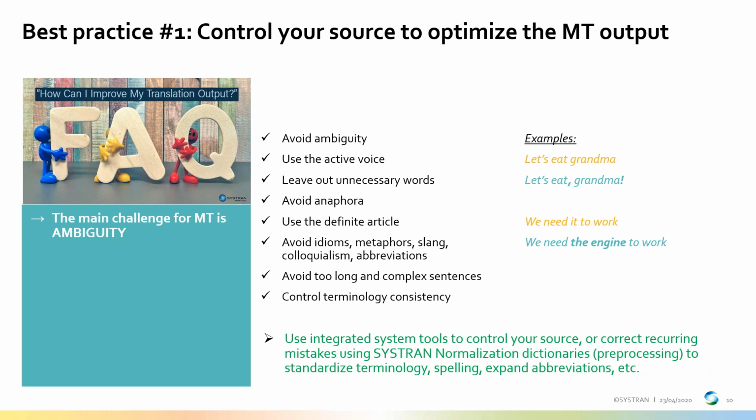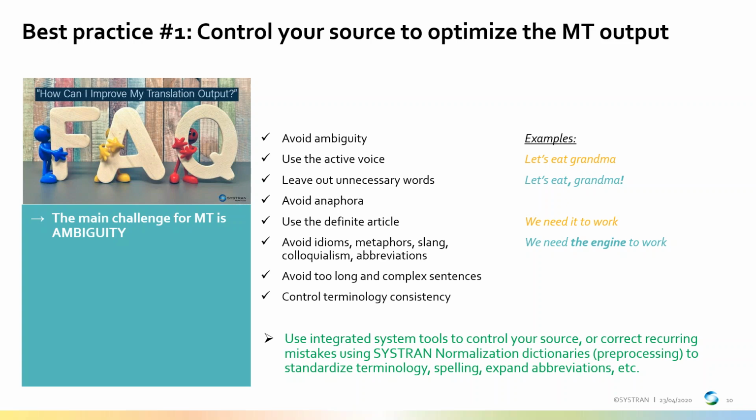Use the active voice is another piece of advice, because the active voice is a style which cuts down vagueness and ambiguity and conveys a more direct and explicit meaning. We need to leave out unnecessary words, so get rid of words that do not contribute to the meaning. This removes noise and complexity, and it's also easier for the normal reader to read. So it's not just for MT that this advice is valid.